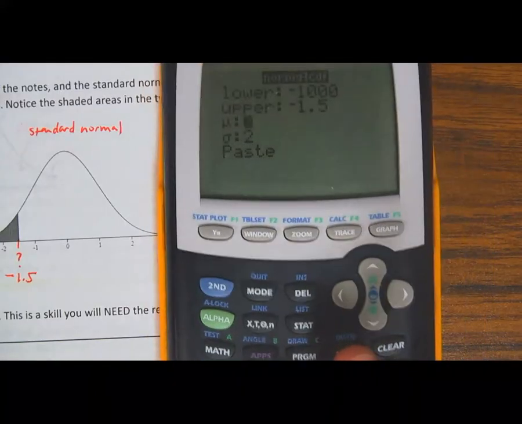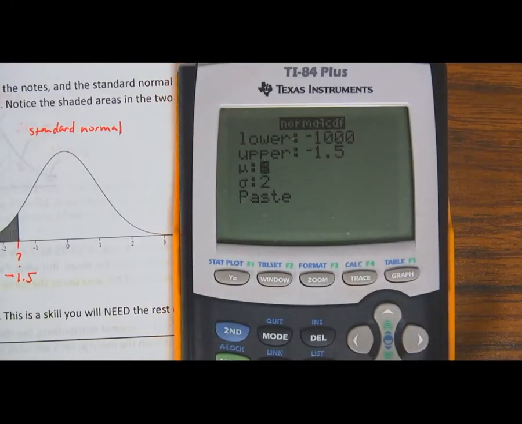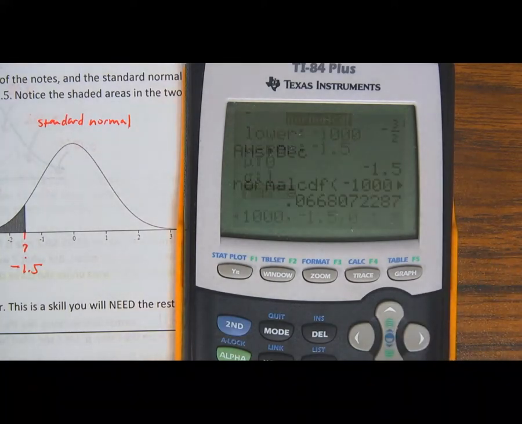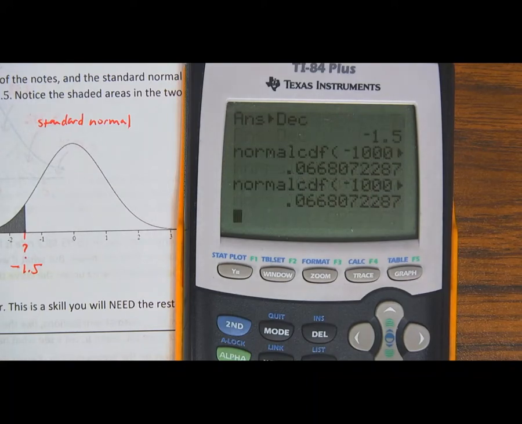What's the mean of any standard normal curve? 0. What's the standard deviation of any standard normal curve? 1. And your calculator actually defaults to that. Hit enter, enter, enter, and we get the exact same thing, 0.07. And that goes down here.